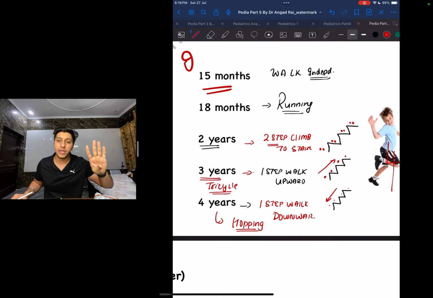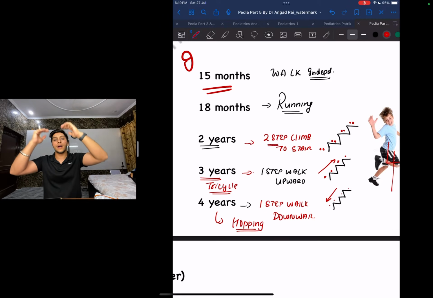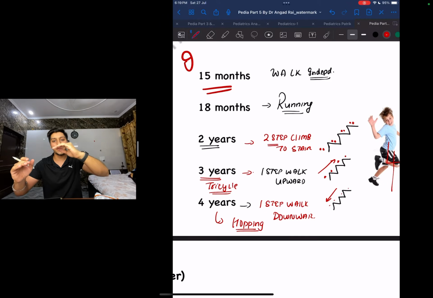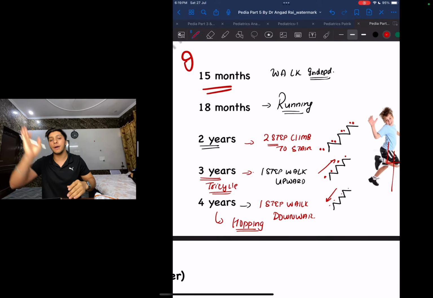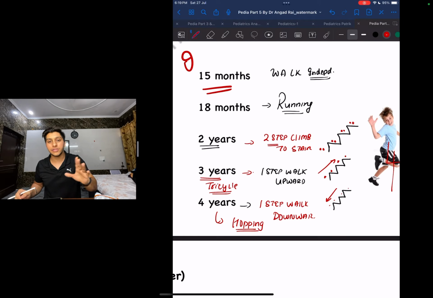And by 4 years of age, they are going to go single step, this time downward direction. So remember, 2 years of age, what they're going to do? They're going to walk with 2 foot up, up, up. By 3 years, 1 foot, 1 foot, 1 foot, but up. 4 years, 1 foot, 1 foot, 1 foot, but down. So this is your gross motor milestone you need to remember.